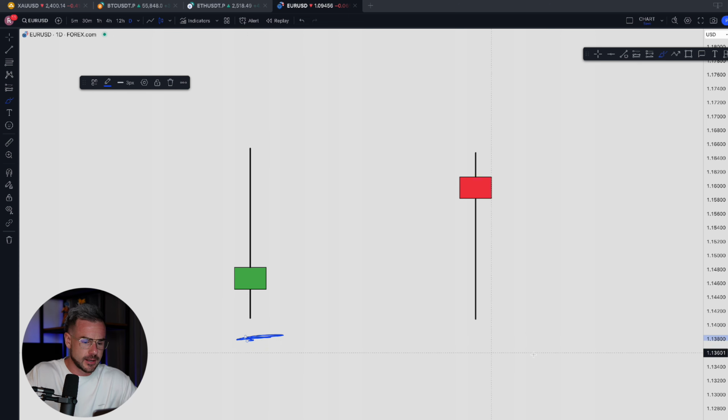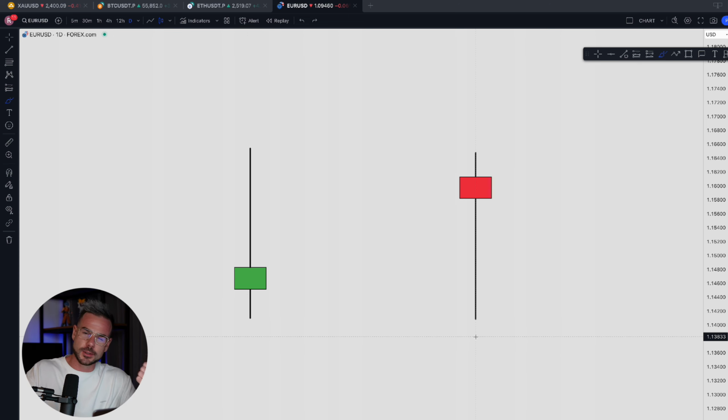Obviously, we have the green candle here and we have the red candle here. So straight off the bat, you'd be thinking, okay, green bullish, red bearish, but that's not actually true in this case. This is actually a very bearish candle, and this is actually a very bullish candle, even though they're green and red and should be the other way around.